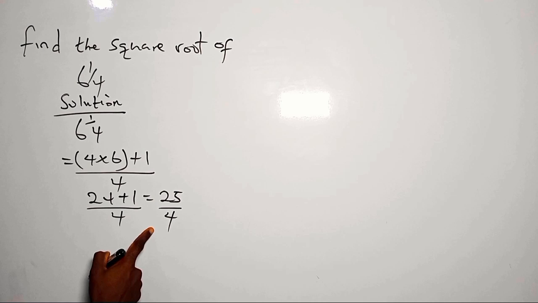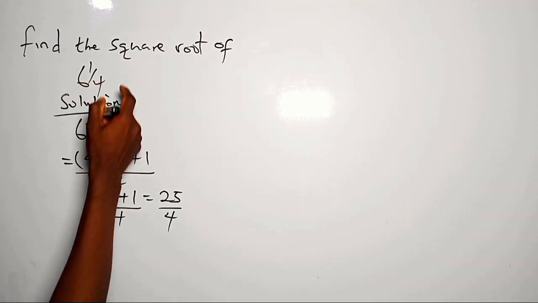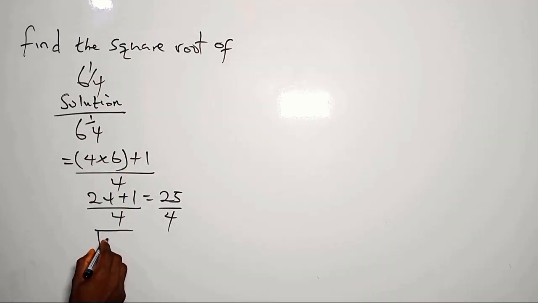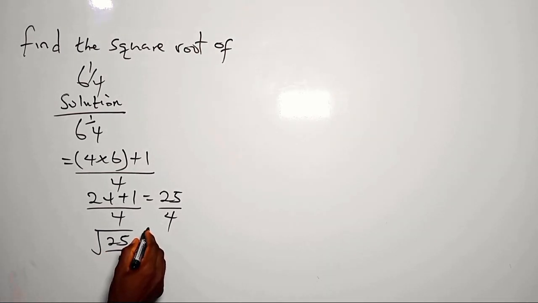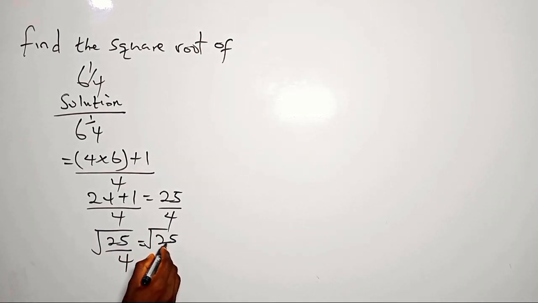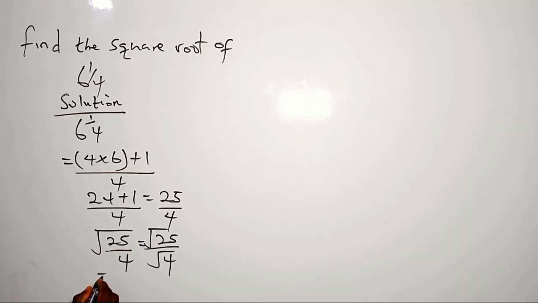So for 25 over 4, we have to determine the square root. The square root of 25 over 4 is the square root of 25 over the square root of 4. The square root of 25 is 5. The square root of 4 is 2. So we have our answer as 2.5 or 2 whole number 1 over 2.